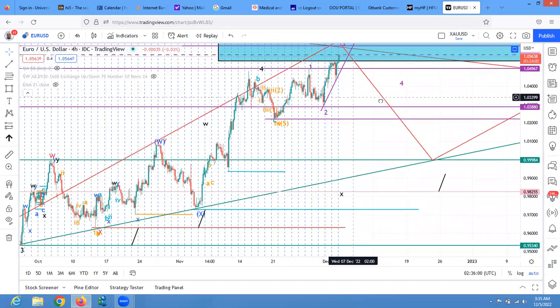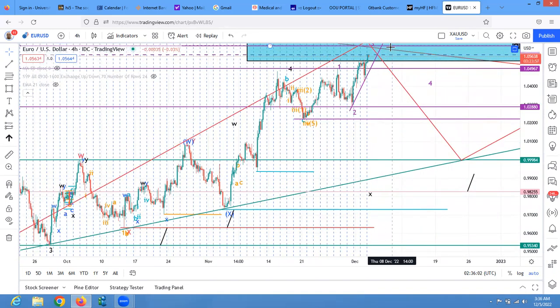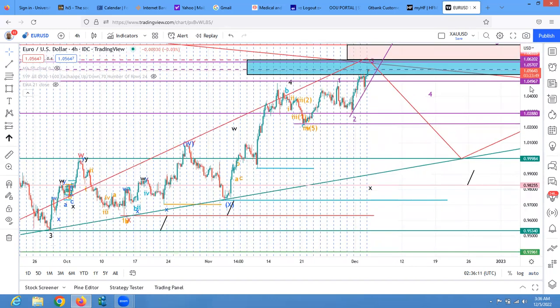So we may be approaching the area we expect 3. Of course, 3 is going to go beyond here now. It's going to pierce this one. It's not done. It's going to pierce that one. But these are the possible areas of where 3 can stall.